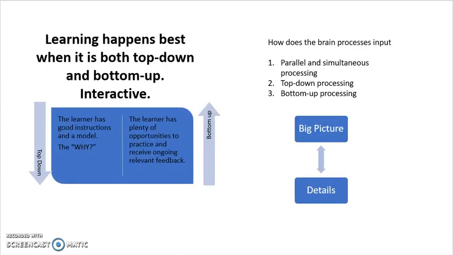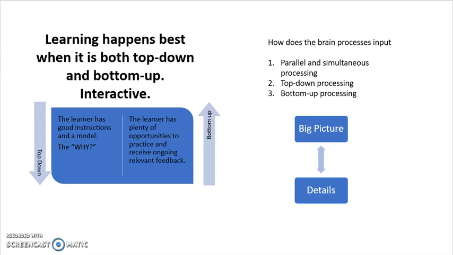What we are seeing here is how the brain processes information. Information is processed in parallel and simultaneously, as well as from top-down and bottom-up. Top-down processing is like looking at the big picture, and bottom-up processing is looking at the details. This needs to be reiterative. Learning happens best when it is both top-down and bottom-up.